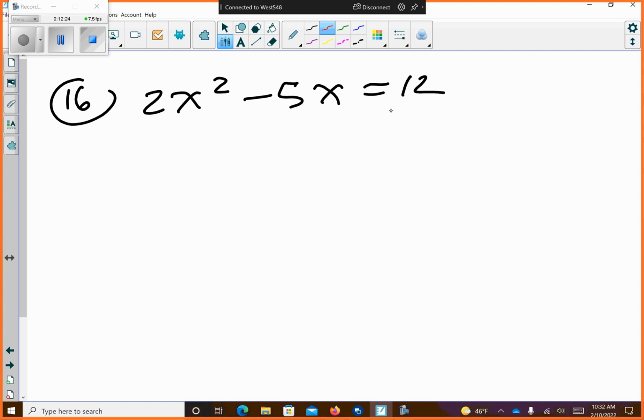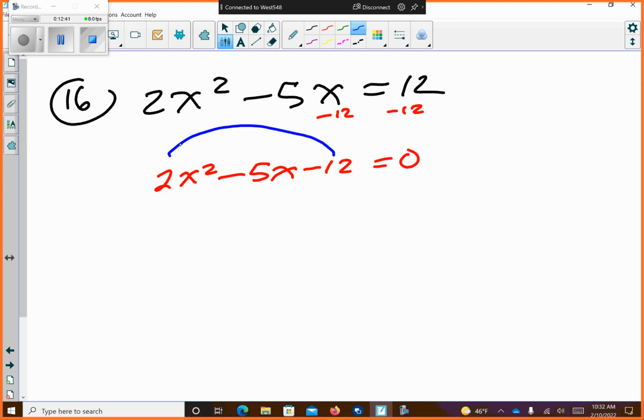Excellent. So 2x squared minus 5x minus 12. Because you do the opposite of what it was. So you're going to get to this. Excellent job. So because it wasn't equal to 0, you have to make it equal to 0 to get there. Okay? So now it's set up to start factoring.